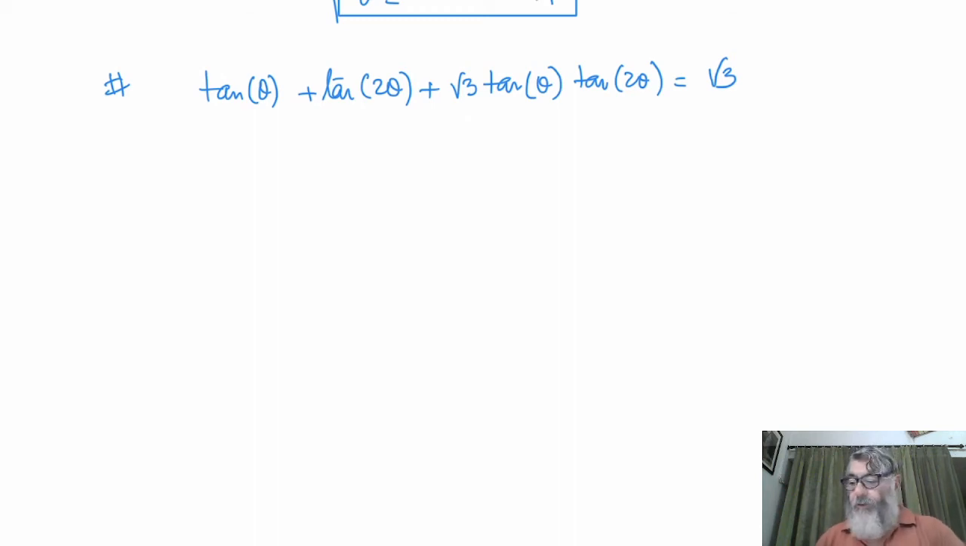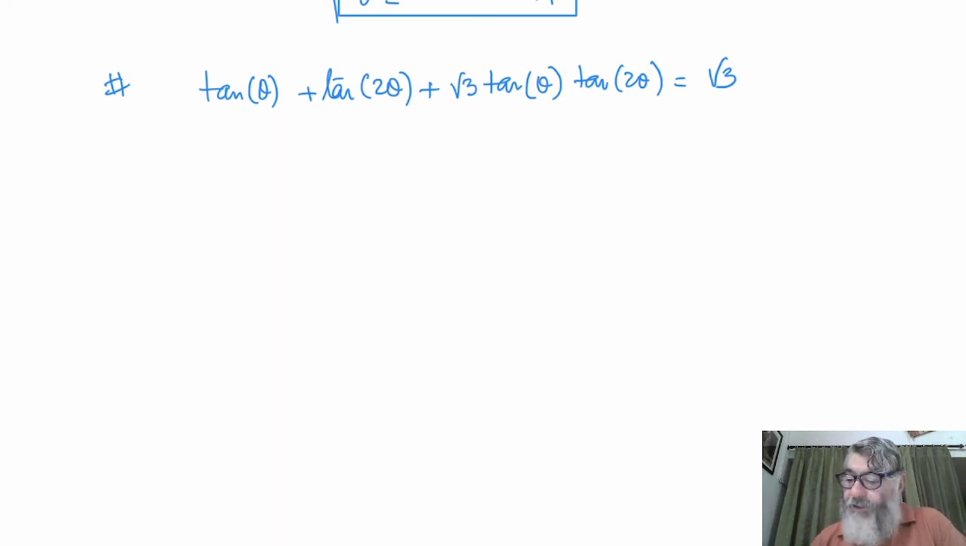Hello children, let's do a few more sums on trigonometric equations. The sum is on your screen: tan theta plus tan 2 theta plus root 3 tan theta into tan 2 theta is equal to root 3, and we have to find a general solution.